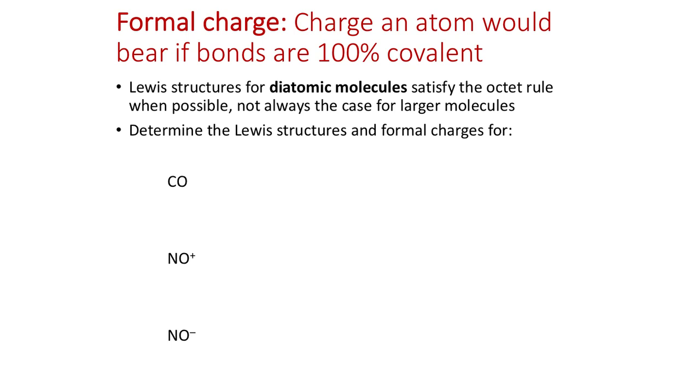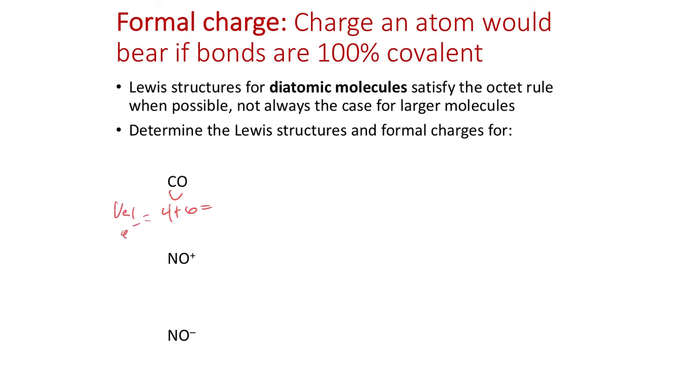So formal charge is the charge an atom would bear if the bonds are 100% covalent. So perfectly covalent is the idea of formal charges. But the real actual charges come from the concept of bond polarity and electronegativity differences. So for diatomic molecules, and this doesn't always become the driving force for bigger molecules that we'll see, we try to satisfy the octet rule as a rule of thumb. So for a diatomic molecule, how do we satisfy the octet rule for carbon and oxygen?